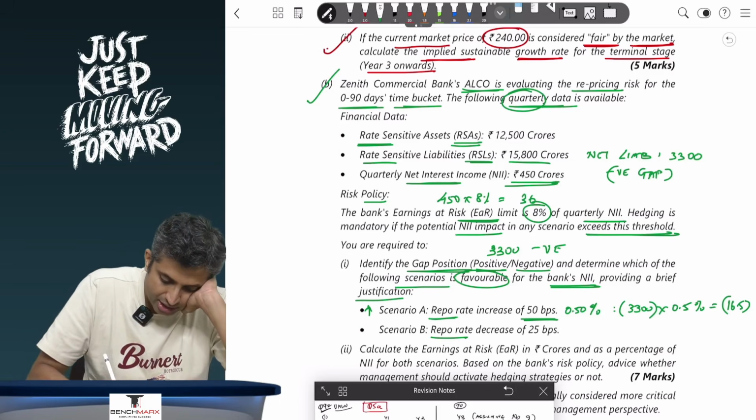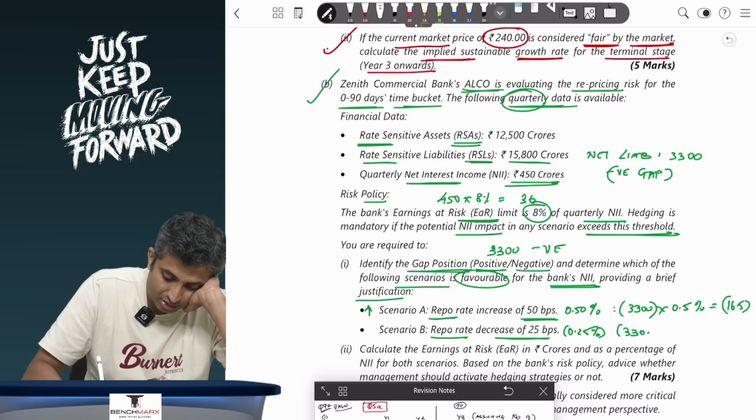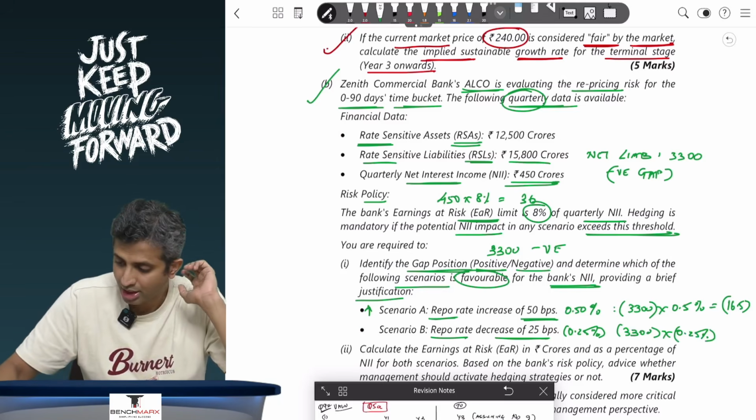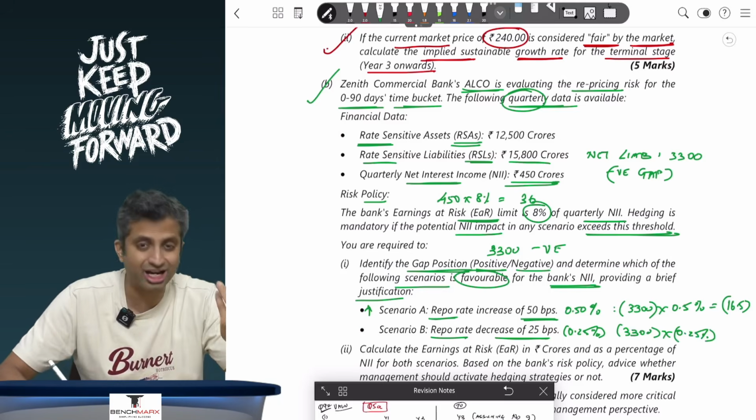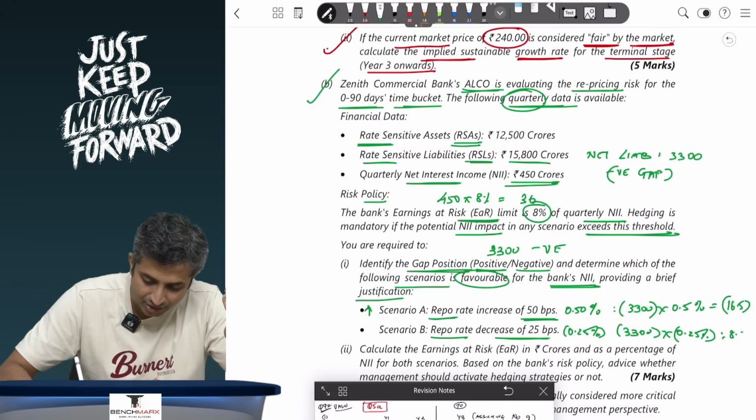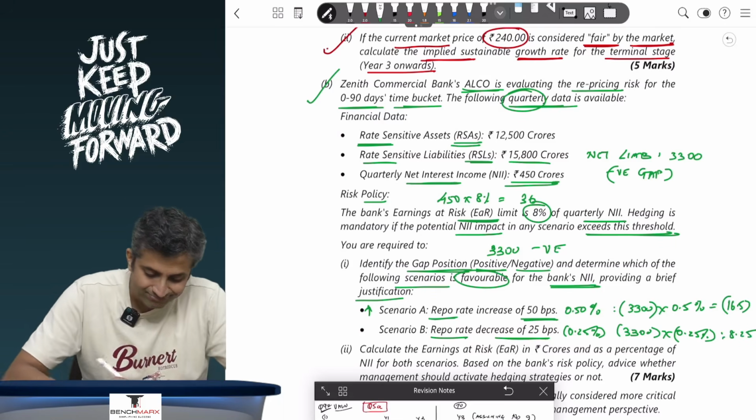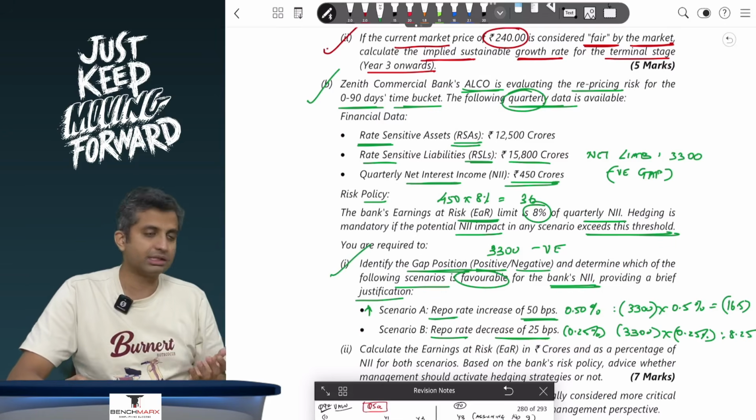Okay, repo rate decreases by 25 basis points. So there's a decrease by 25 basis points and it is a liability. So negative 3,300, and the interest rate is also decreasing by 0.25%. Now that is good for you. 3,300 into 0.25%, you are a net borrower. So this is a positive 8.25 gain. So, I mean, if you go to see, this is common sense.